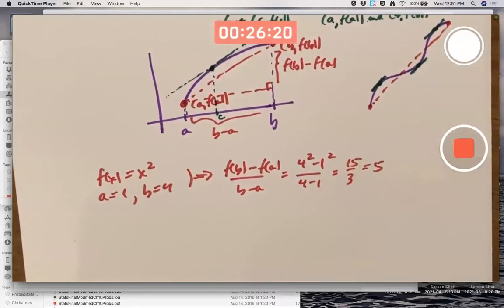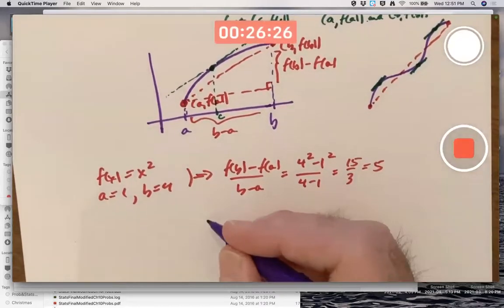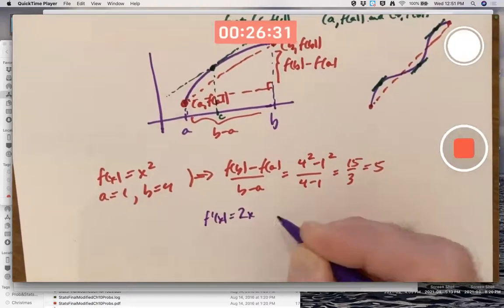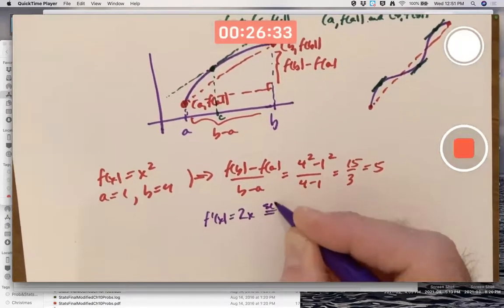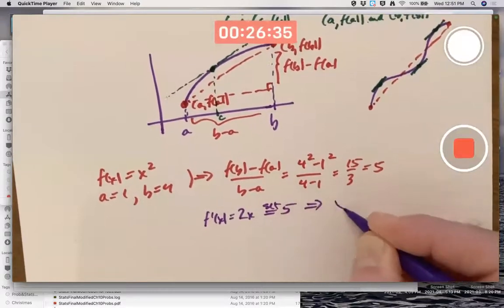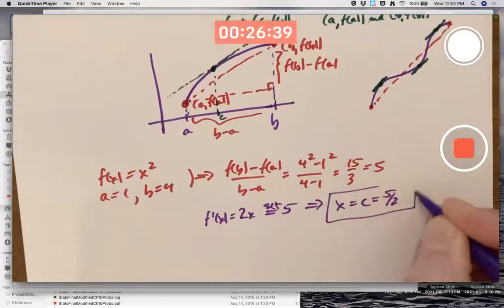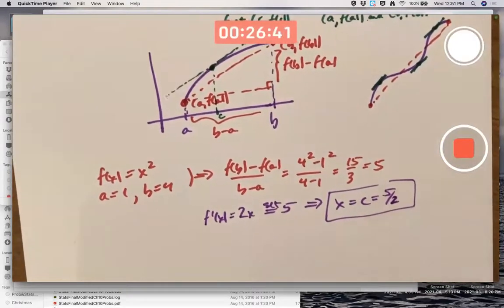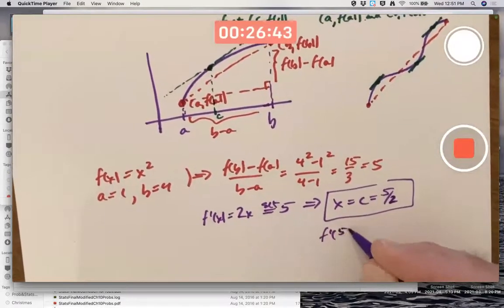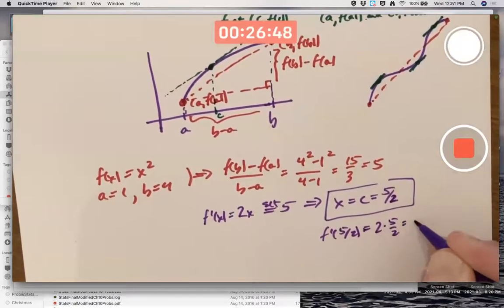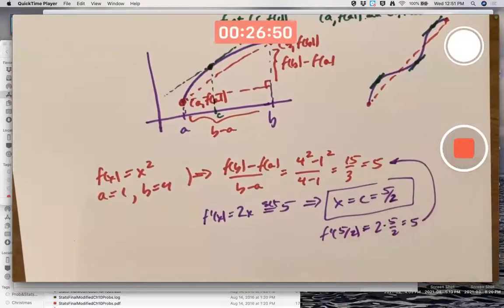And the theorem says there's some number c between 1 and 4 where the derivative of this equals 5. Well, that's pretty easy to solve for because we can find the derivative. We get 2x. We can set that equal to 5 and solve for x. We get x is 5 halves. In other words, that's the c in the theorem. f prime of 5 halves is 2 times 5 halves, which is 5. It matches that.